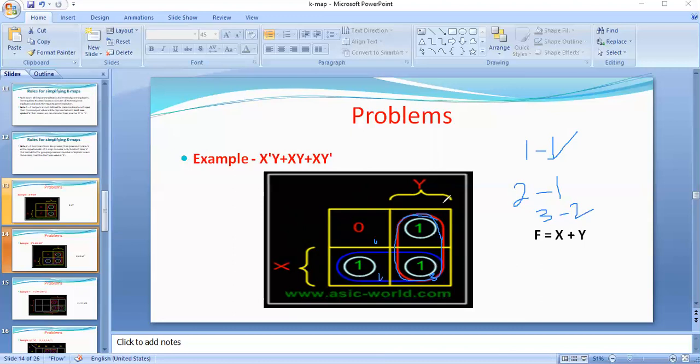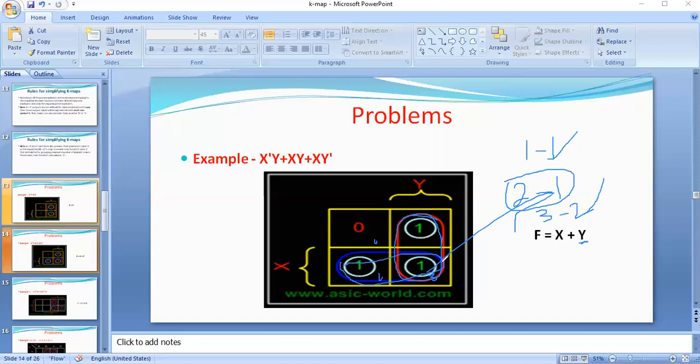After grouping, what is the common term here? Y. Okay, so here 1 is involved in a group with 3, so 1 and 3 are covered. What is the remaining? Remaining we have 2 only. So we have to group 2 with 3 only. There is only one possibility.